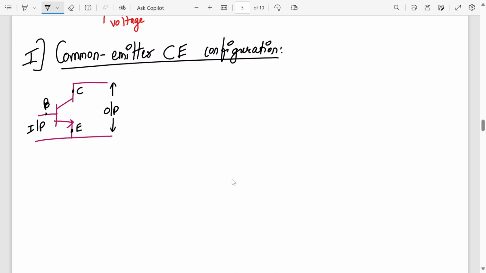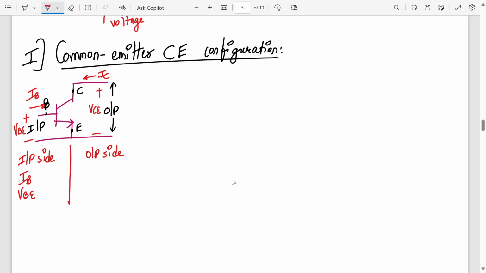All right. Now, tell me which is my input current. It's IB. Output current, IC. Input voltage, VB. Output voltage, VC. Got it? So on the input side circuit, input current is IB, input voltage is VB, and at the output side, it's IC and VC.